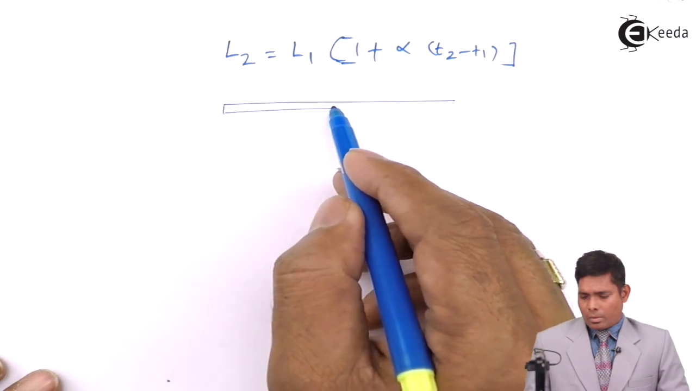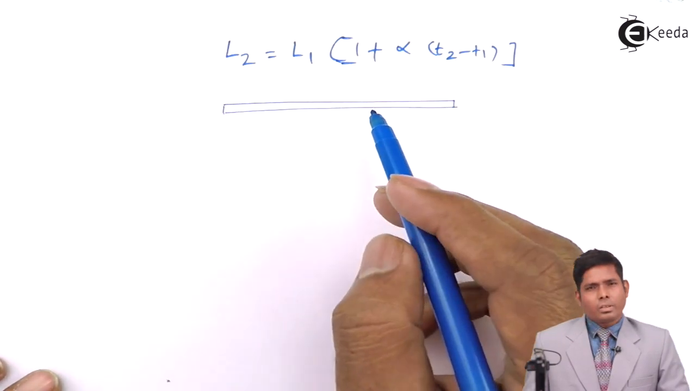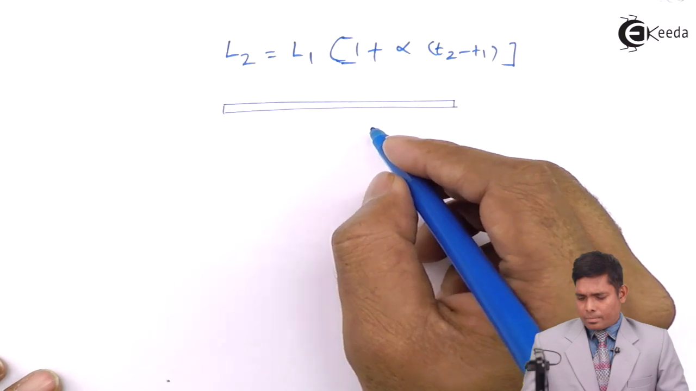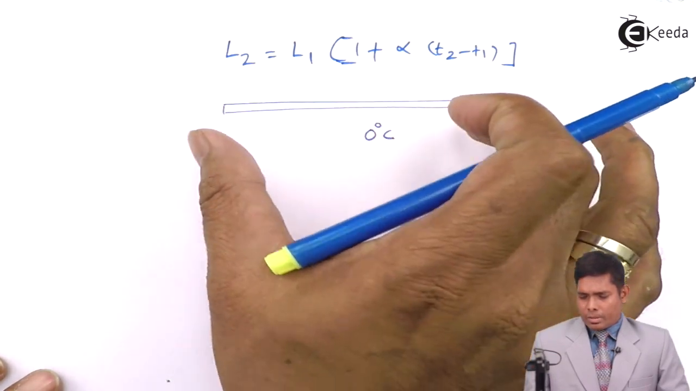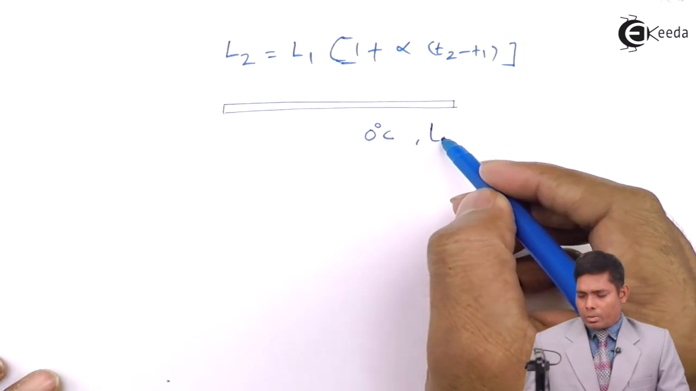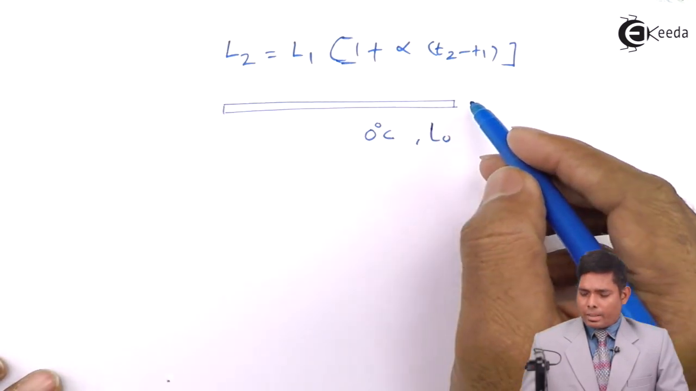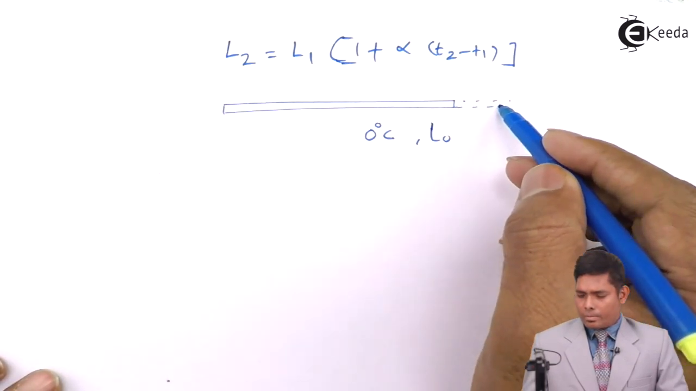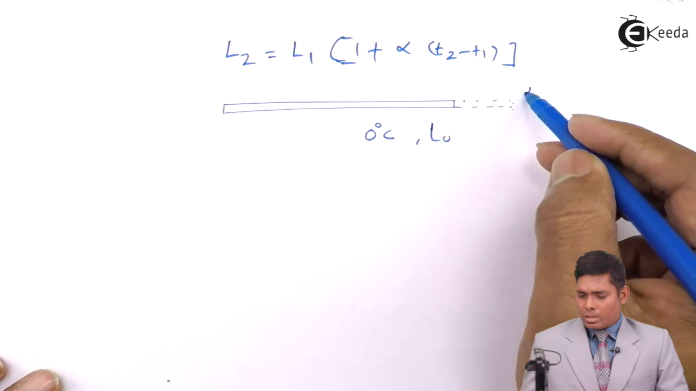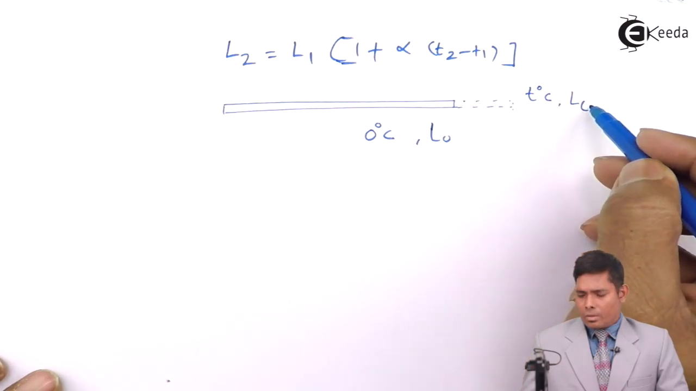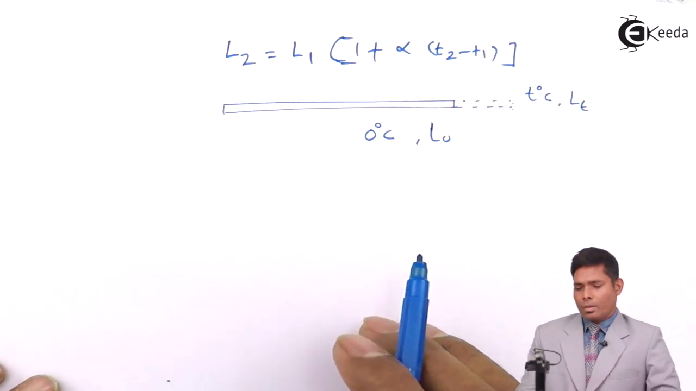Okay, the rod is at 0 degree centigrade. Then we measure the length of this rod and it's found to be L0. Then you supply heat and its length increases. So when the temperature is T degree centigrade, Lt is the length.